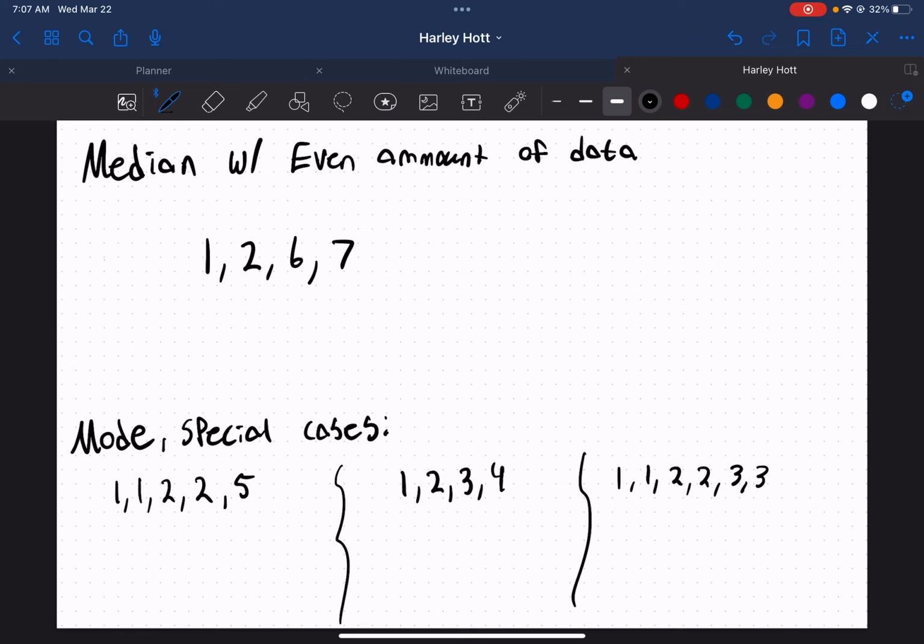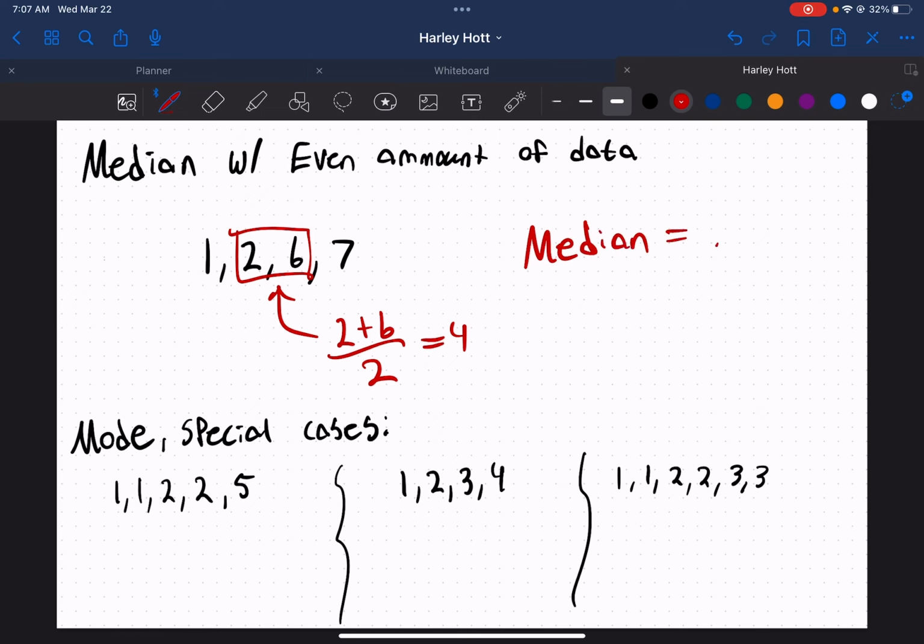First off, with the median, what do you do when there is an even amount of data? There's no middle number. 2 and 6 are both in the middle. What you do when you have this is you find the number that is directly between 2 and 6. A shortcut way to do that is you can take 2 plus 6 and divide it by 2. 2 plus 6 is 8, divided by 2, you get 4. And 4 is directly between 2 and 6. So the median in this case is equal to 4. It is the number that is right between those two middle numbers.